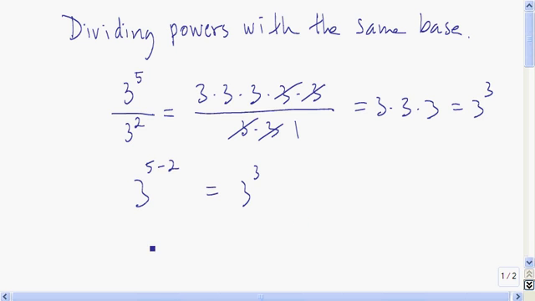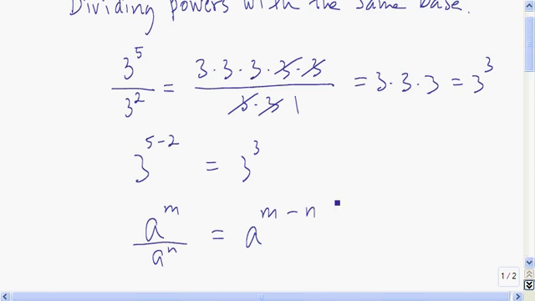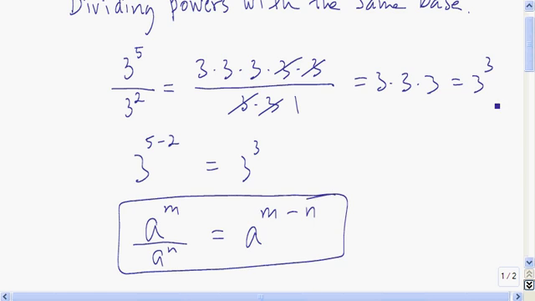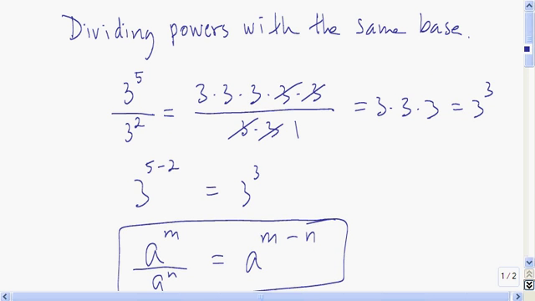So in general, if I have a to the power of m divided by a to the power of n, that's simply going to equal a to the power of m minus n. Okay, so once again, we have m a's in the top, n a's in the bottom. N of these a's are going to cancel with n of these a's, so we'll have m minus n left. Okay, so this is the main property here for dividing powers with the same base.